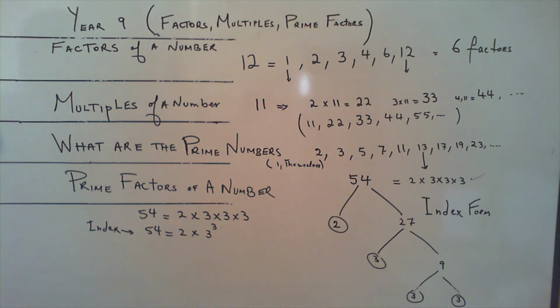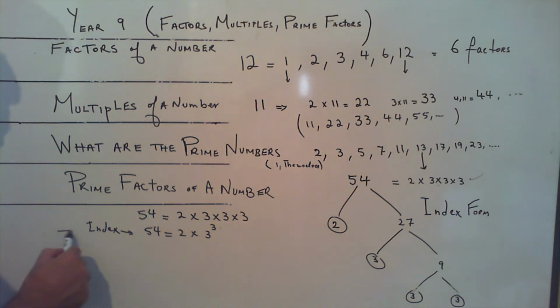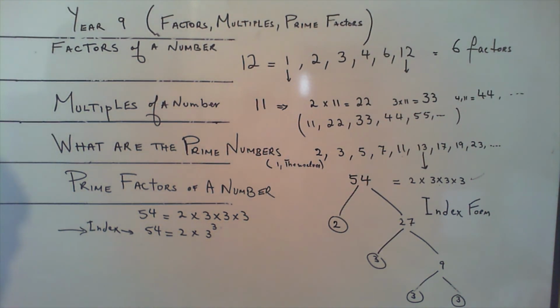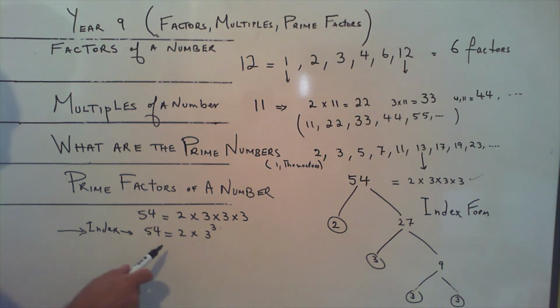However, we said that sometimes they might ask you to write it in index form. Okay? Index format is that you can write this. How many 3s have you got? 3 times 3 times 3 can also be written as 3 cubed, so 54 is 2 times 3 cubed. Okay, that's all it is.